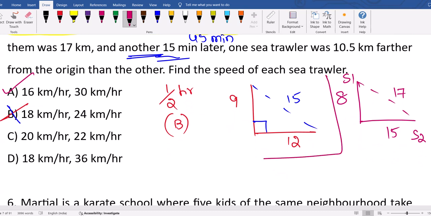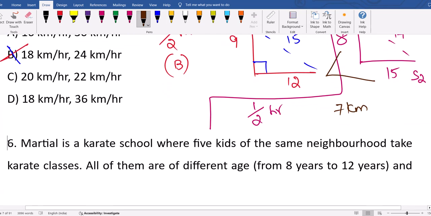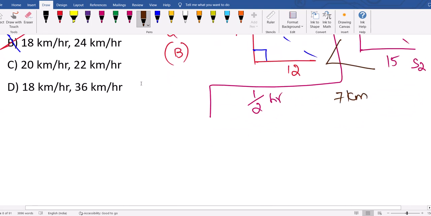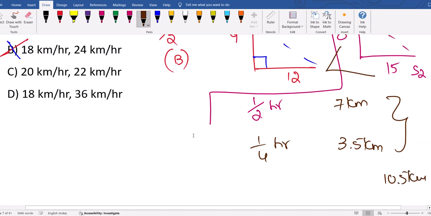What about the second condition to discuss regarding that? In half an hour, the difference between these two distances is 7 kilometers. Next, 15 minutes. 15 minutes means 1 by 4th. In 1 by 4th, what will be the distance? 3.5. Total 10.5. Is that the question they are giving?